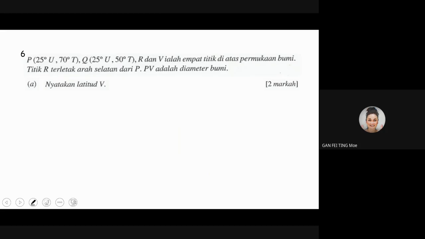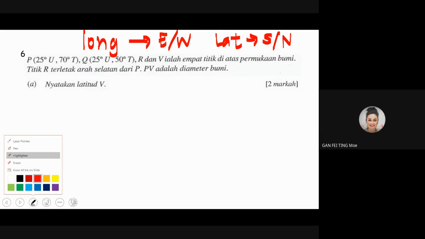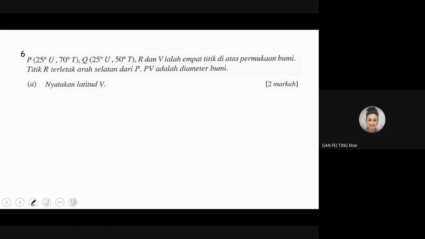That one was longitude. Remember, west and east is longitude. Okay, see, I'm tired already. When it's longitude, it refers to the east or the west. When it is latitude, it is referring to the south or north. So for latitude, they want you to state whether V is on the north part or the south. So what do we do?